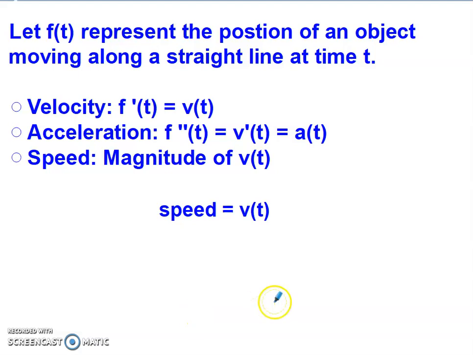So in this video, we're going to talk a little bit about what to look at to judge whether or not the speed of an object moving along a straight line is increasing or decreasing. So a little bit of background information here that you need to understand in order to make sense out of what we're about to discuss.